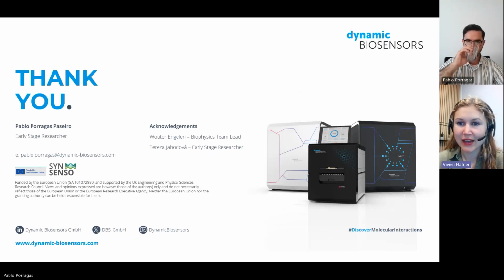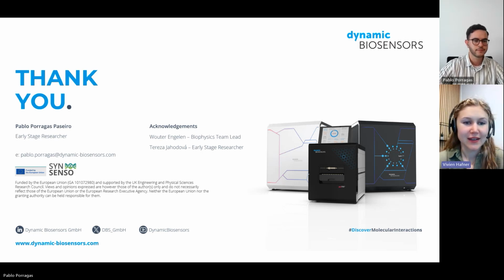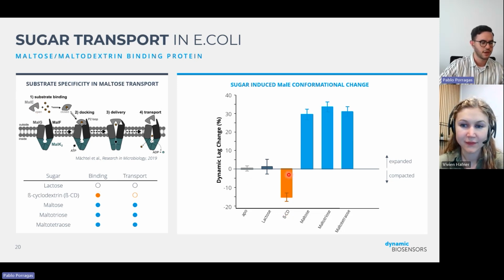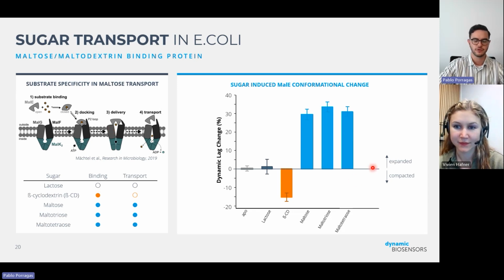And what would you say are the next steps for your specific projects that you showed us before? Sure. So in the maltose binding protein example, there are even more sugars that should bind and have this ability to be transported into the bacterial cell. So we'll expand the sugars that we're trying here to get this positive dynamic lag change. And there's also more sugars that only bind to the MalE complex. So we want to keep extending this story a bit and try all the known sugars that interact with this protein to see if we can get the full functional picture.